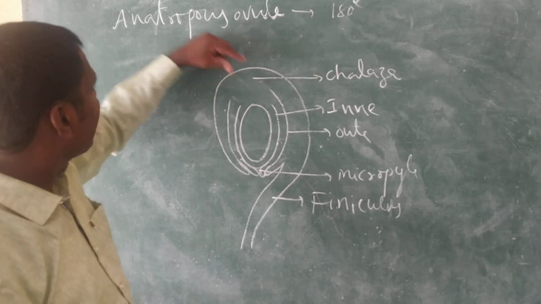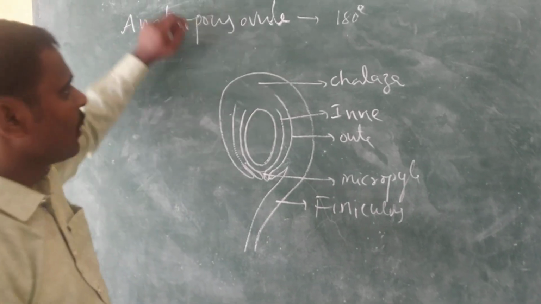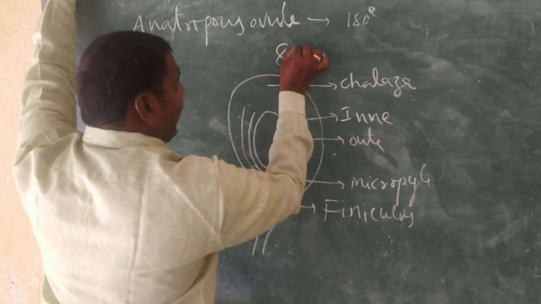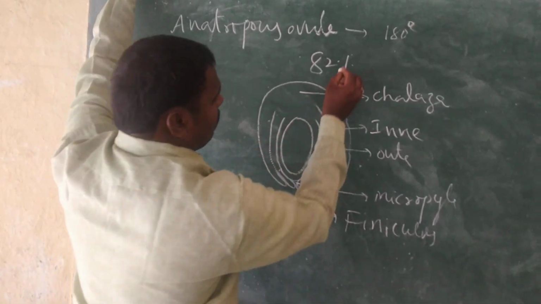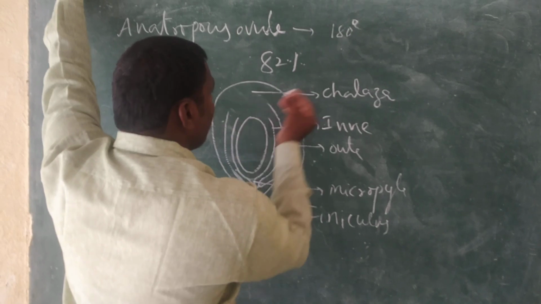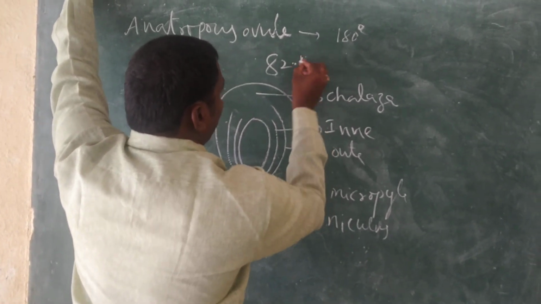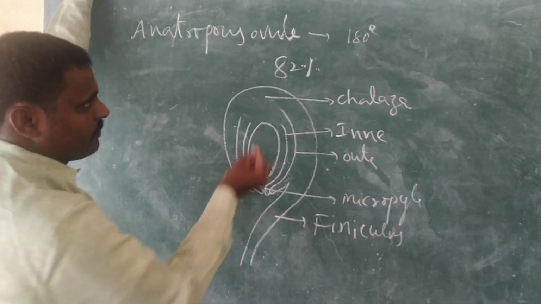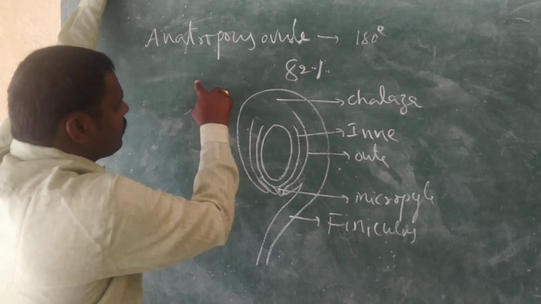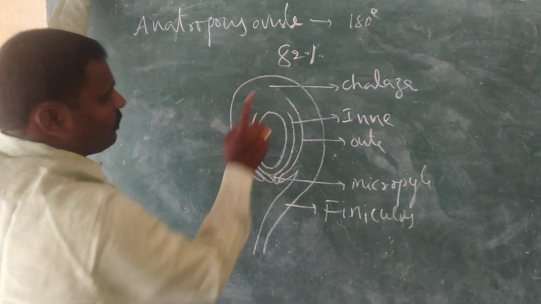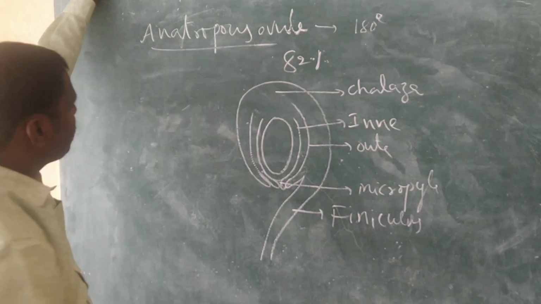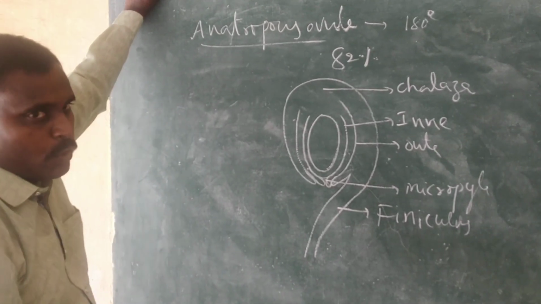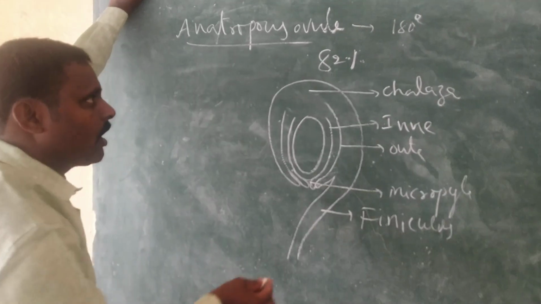So, where can we find these type of ovules? 82% of the angiosperms exhibit anatropous type of ovules. This is about anatropous ovule. Now the next one is hemianatropous ovule.